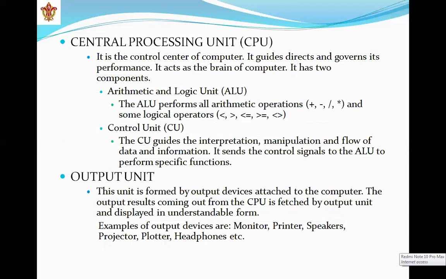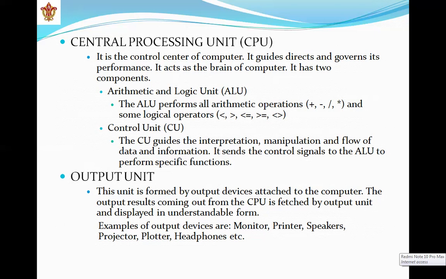Next is the CPU. The CPU is the brain of a computer, containing all the circuitry needed to process input, store data, and output results. The CPU is constantly following instructions of computer programs that tell it which data to process and how to process it. Without a CPU, we could not run programs on a computer. It is the control center of the computer. It guides, directs, and governs its performance. It acts as the brain of the computer.